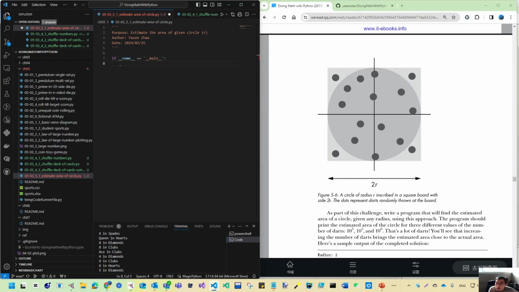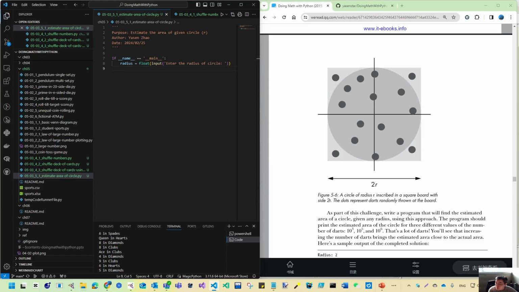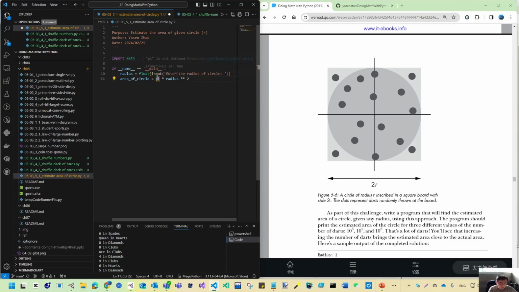So first, we should ask a user to give us the radius. The radius should be a float, not an integer. So input and enter the radius of circle. And once we have the radius, we can calculate the theoretical area. So area of circle is equal to pi times radius squared. If you want to use pi, you should import math, and also we should have the math module as the prefix.